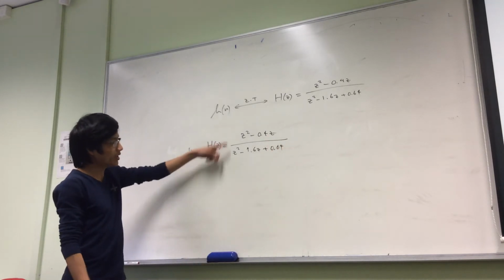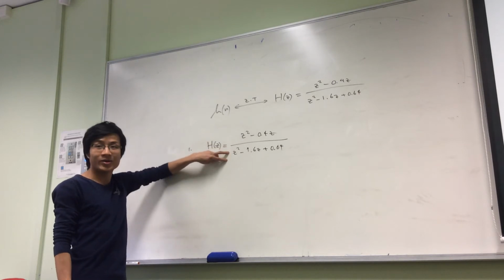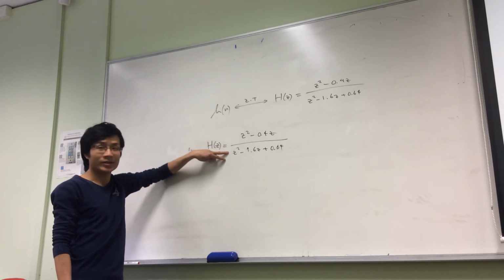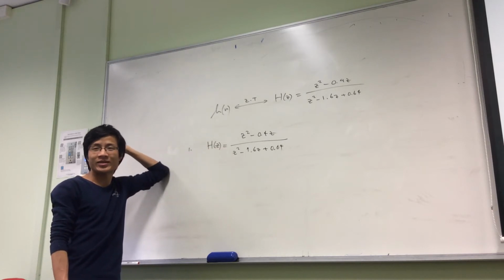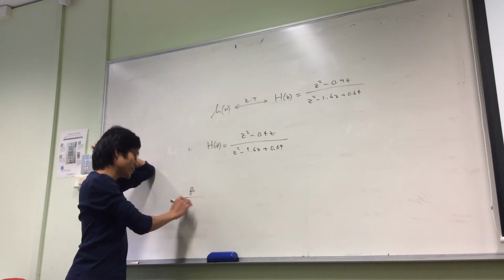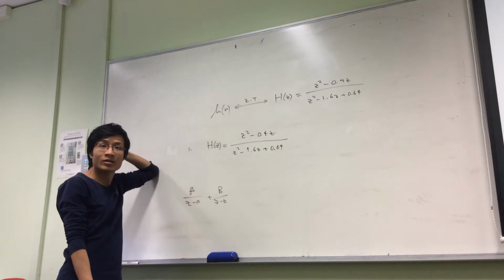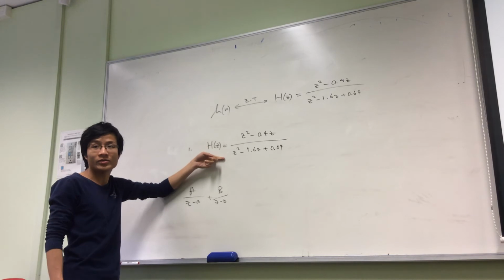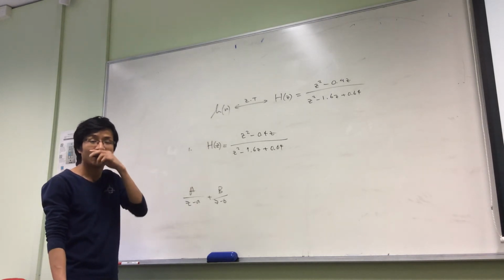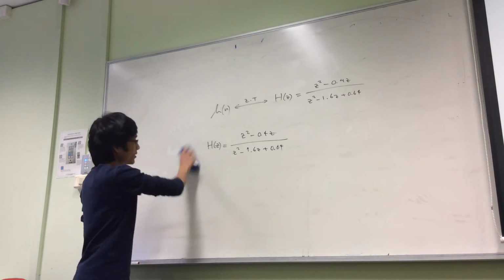Now, in order to do partial fractions, the order on the top has to be less than the order on the bottom. Partial fractions means A over z minus a plus B over z minus b. In order to do this, the order on the top has to be less than the order on the bottom.